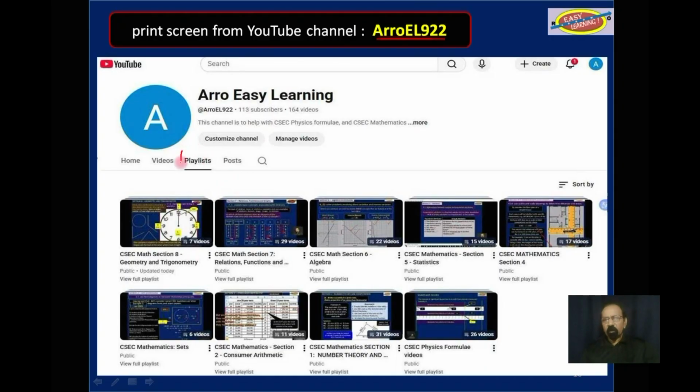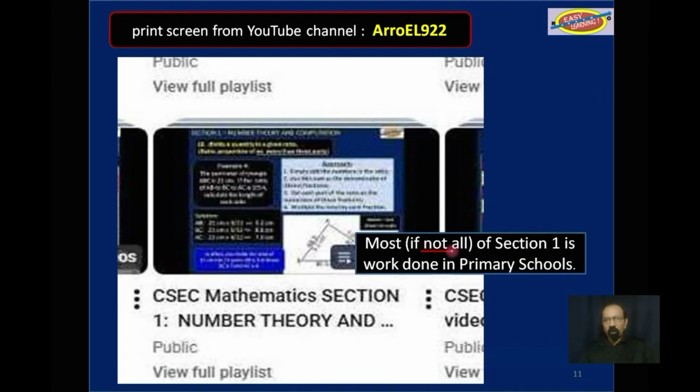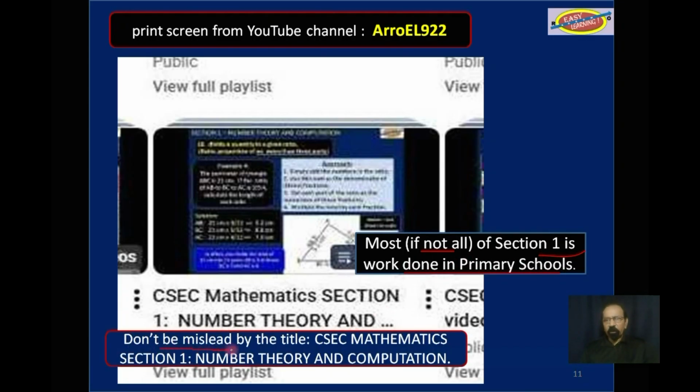I have arranged it in playlists. The playlist that concerns us right now is this one down here. Most, if not all, of section 1 is work done in primary schools. Now, don't be misled by the title CSEC Mathematics Section 1, Number Theory and Computation. Work done in primary schools, grades 3 to 6.